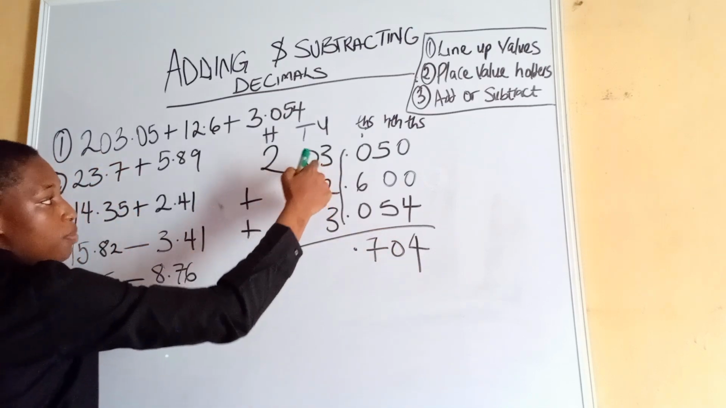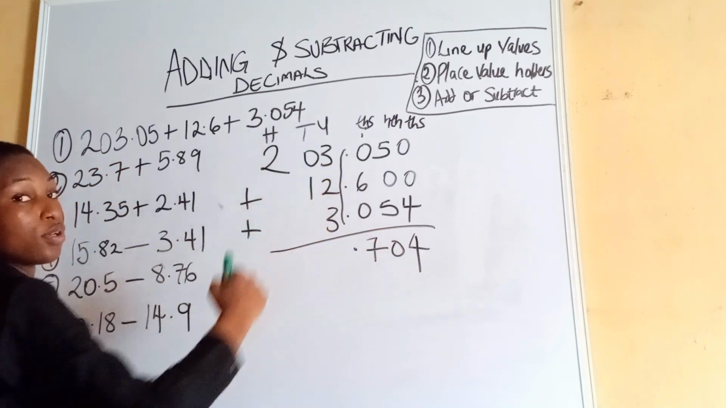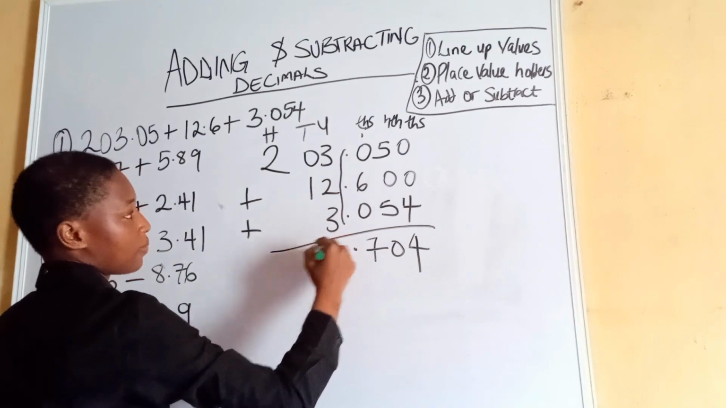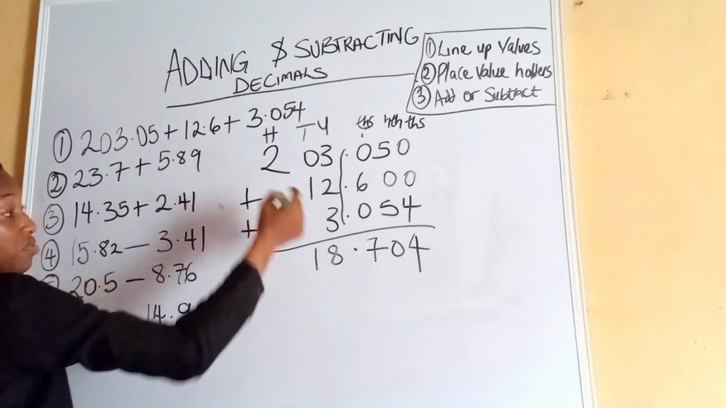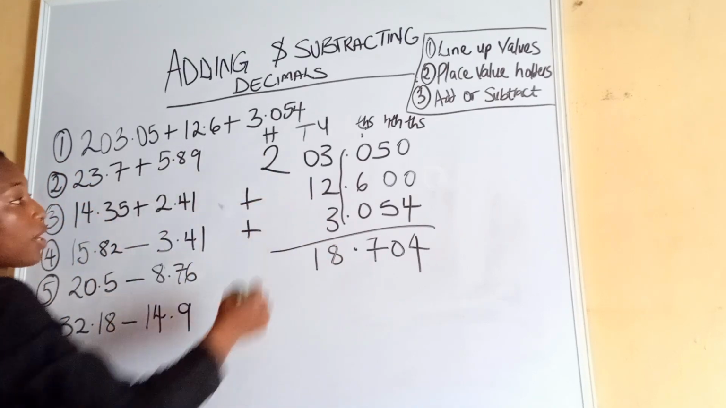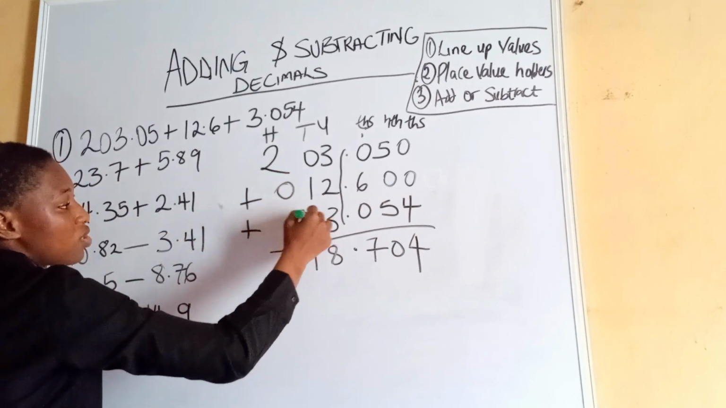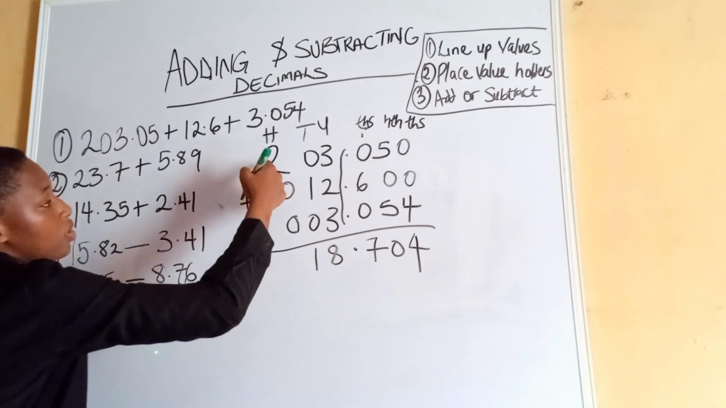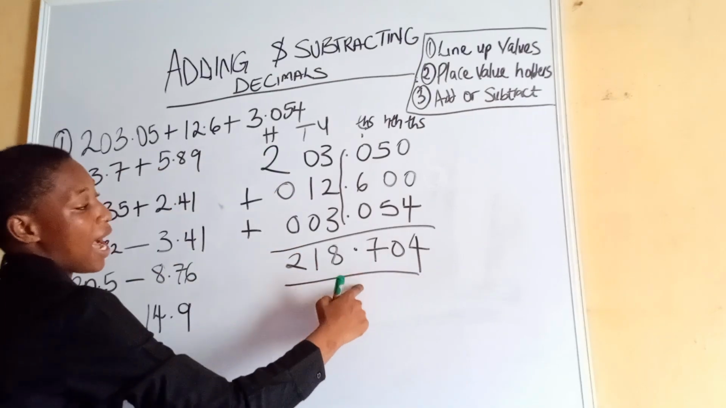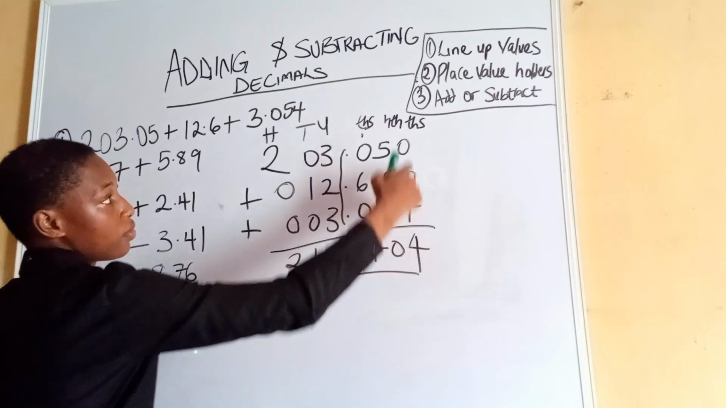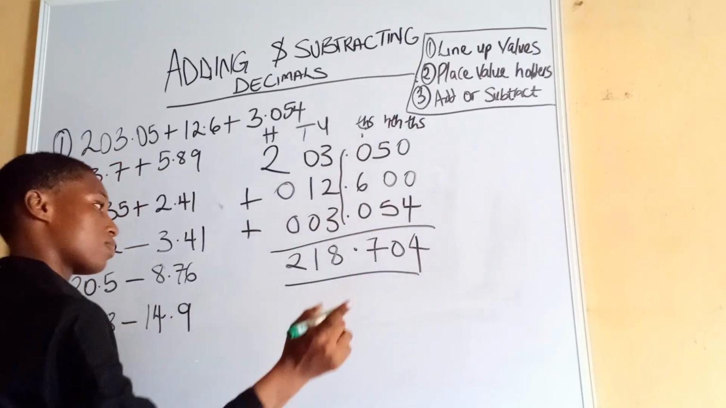Now for this one, you have 3 plus 2, that's 5. 5 plus 3, that's 8. And then 0 plus 1, that's 1. And 2. You can also add a 0 to this side. Doesn't matter. But most of the time for addition, you don't really add it. So that's 2. So your final answer here is 218 and 704 thousandths. That's how you do it.